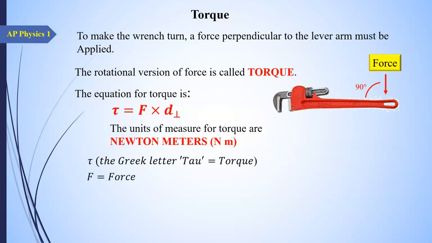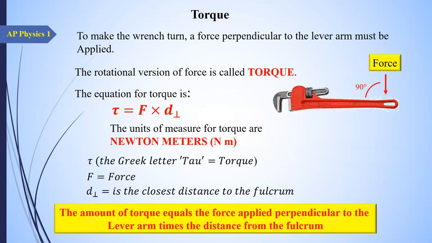And then of course F is force, and d is the closest distance to the fulcrum, and that's the perpendicular force. So the amount of torque equals the force applied perpendicular to the lever arm times the distance from the fulcrum. So you remember when we were out and we were pushing the big heavy metal gate, and one student was pushing close to the hinges, and it took a lot of force, but the distance from the hinges, the pivot, was not very far. Then we had a second student pushing from farther away out at the end of the gate, and it didn't take nearly as much force, hardly any force at all to push it, but that student had to walk a farther distance in order to do it.